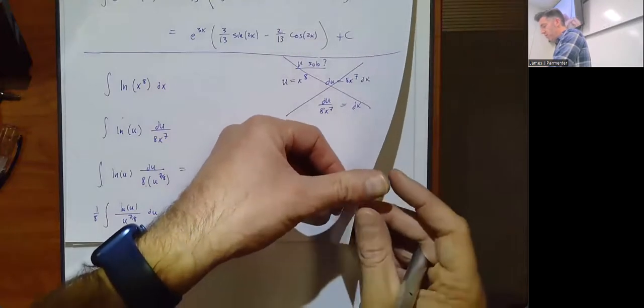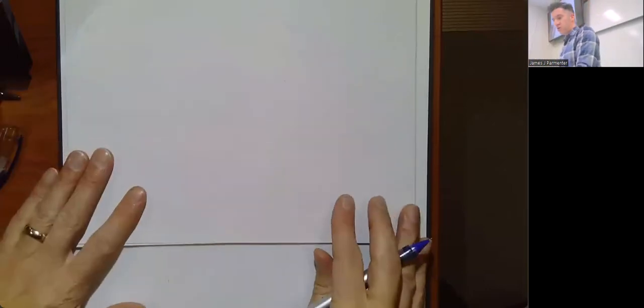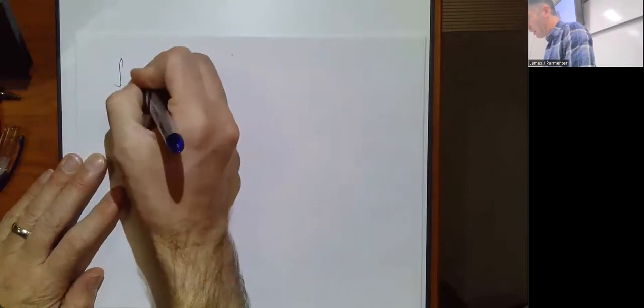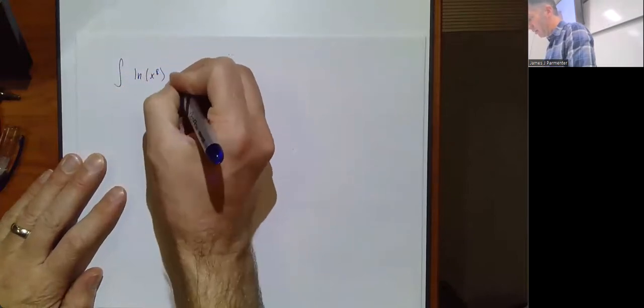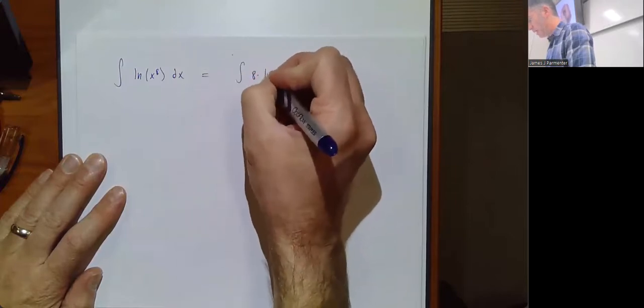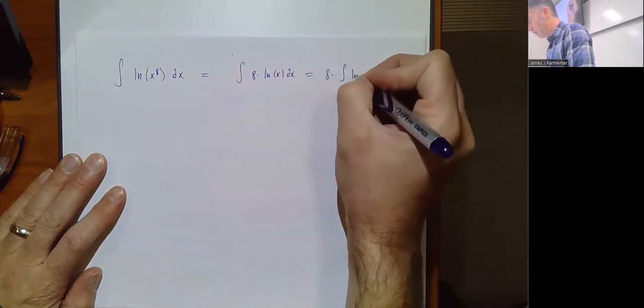So whenever you have the natural log of x to a power, it is often a good idea to try simplifying it first. Meaning instead of doing the integral of the natural log of x to the eighth, let's do the integral of 8 times the natural log of x dx, which is just 8 times the integral of the natural log of x.